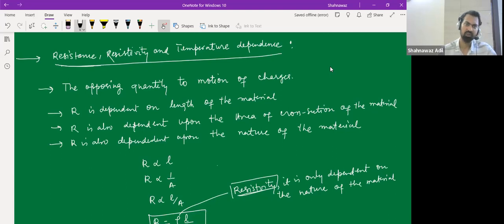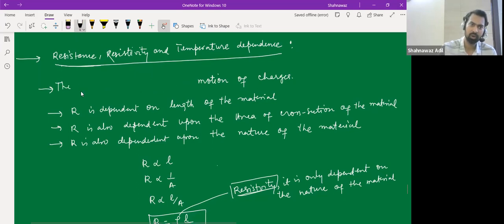Yes, this is looking absurd. So let us write it in property of material. Done.